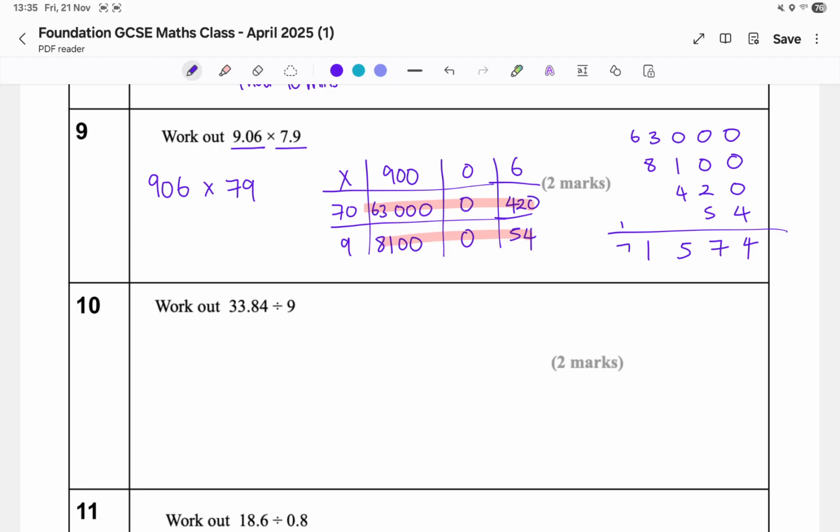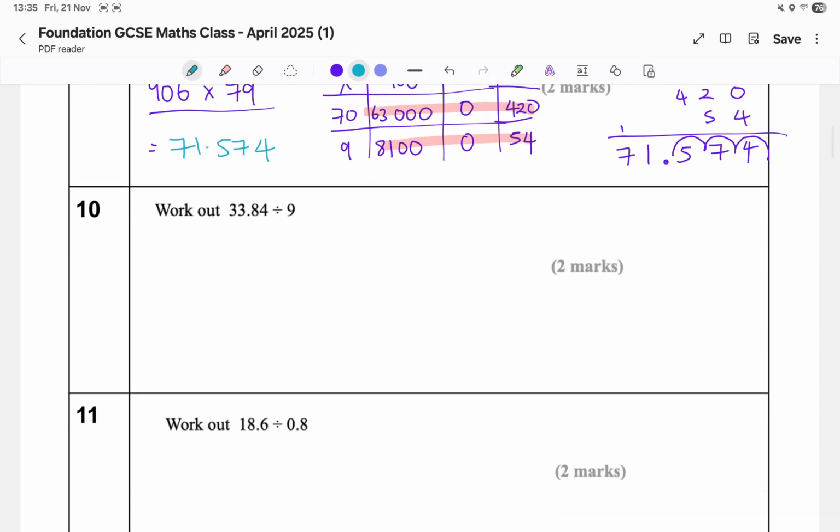6 plus 1 is 7. So I can see I've got 71,574. One thing you have to remember is, because we took the decimal places out, you have to put the decimal places back in. So I can see there's 1 decimal place, 2 decimal places, 3 decimal places. So I can put the decimal point 3 decimal places back in. So the answer is going to be 71.574. So when you're timesing a decimal times a decimal, take the decimal place out and then put it back in.